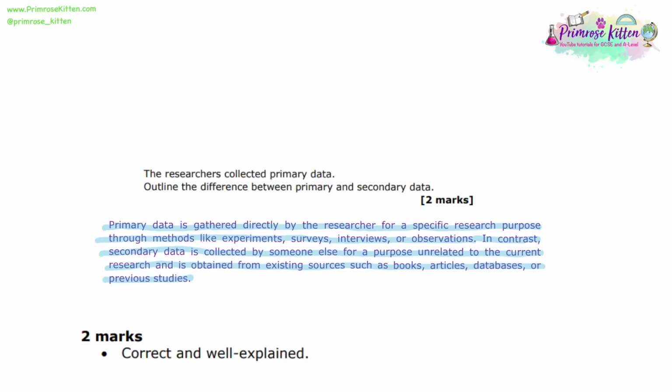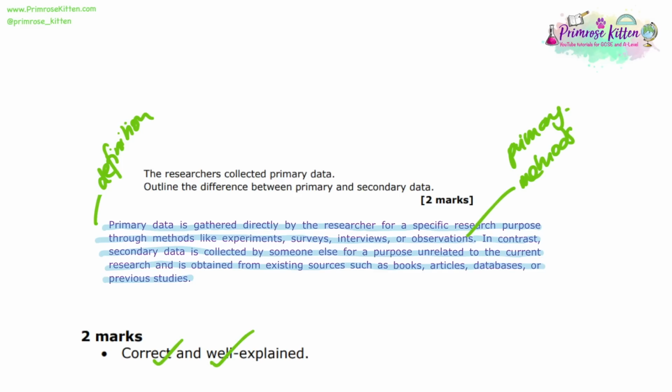The response is a good answer to the question as it provides a really clear and concise outline of the difference between primary and secondary data. It begins by defining primary data, emphasising that it is collected directly by the researcher for a specific research purpose, and then it goes on to list various methods through which it can be gathered. The explanation for primary data is thorough and covers the essential information.